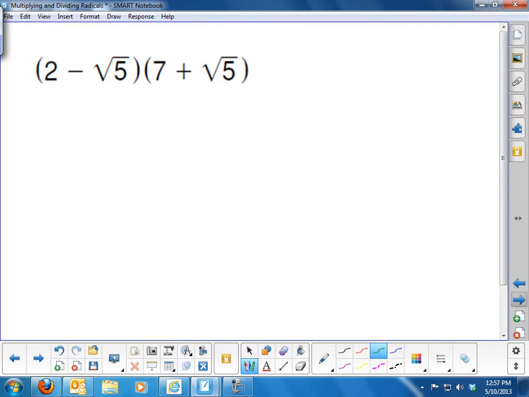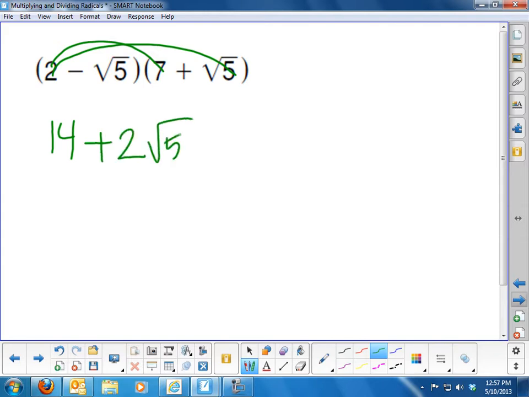Next one. Oh boy. Here we have some foiling to do. We have two binomials being multiplied together. So I need to FOIL these things. We can do it. 2 times 7, the first terms. 2 times 7 gives me 14. Now I multiply the outside terms. 2 times the square root of 5. That's just 2 on the outside. There's a square root of 5 inside the square root. So that's what you get when you multiply 2 times the square root of 5.